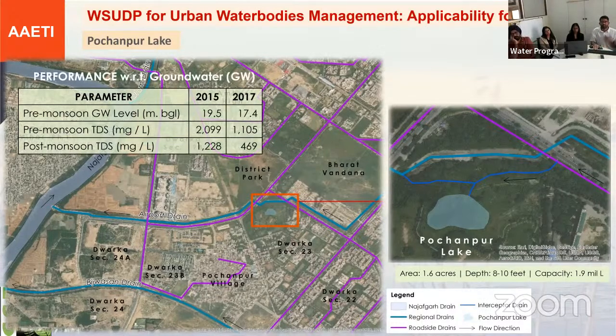When the lake was revived, they looked at the TDS levels in groundwater in the nearby areas, and the TDS levels improved after the lake was revived. The idea is that Dwarka has poor water supply, and a lot of residents take up groundwater extraction as a secondary source. So the lake actually revives groundwater as well. I think this was the entire angle from the community.